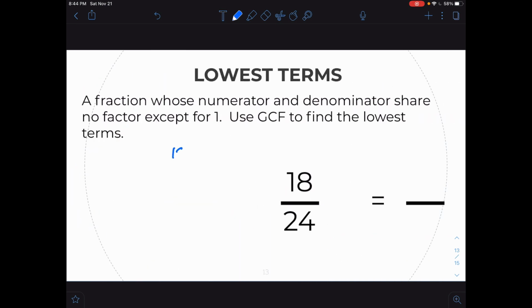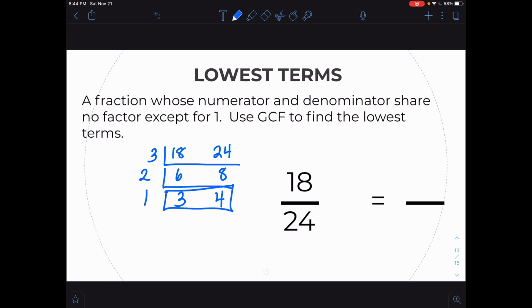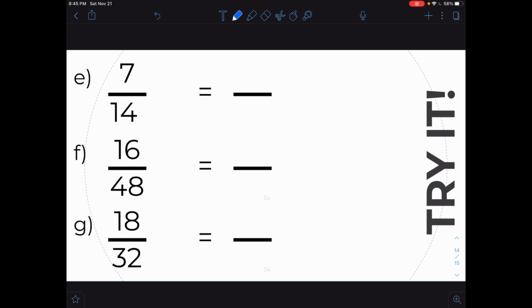Let's say I have 18/24. I need to find the greatest common factor, which will help me find the lowest terms. I can divide both 18 and 24 by 3. 18 divided by 3 is 6. 24 divided by 3 is 8. I can divide 6 and 8 by 2. 6 divided by 2 is 3. 8 divided by 2 is 4. The only number I can divide 3 and 4 by is 1. So this is my lowest terms. 18/24 reduced is 3/4.